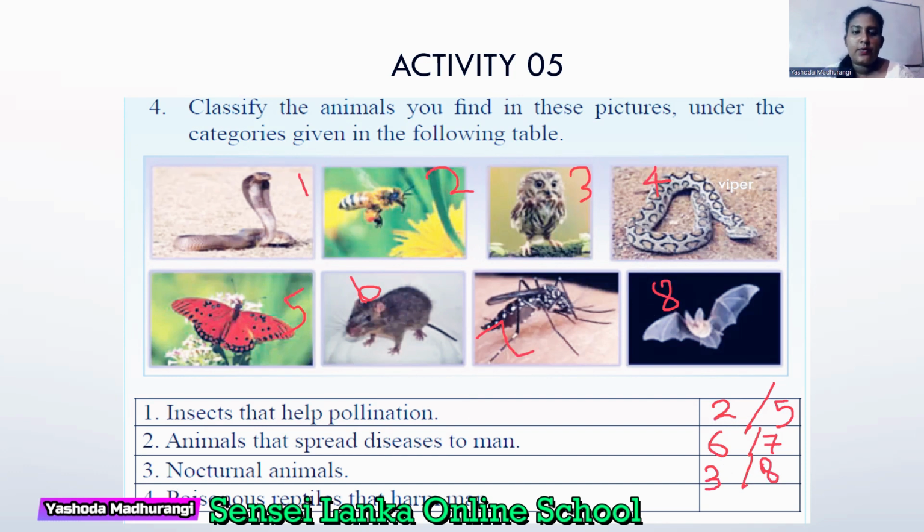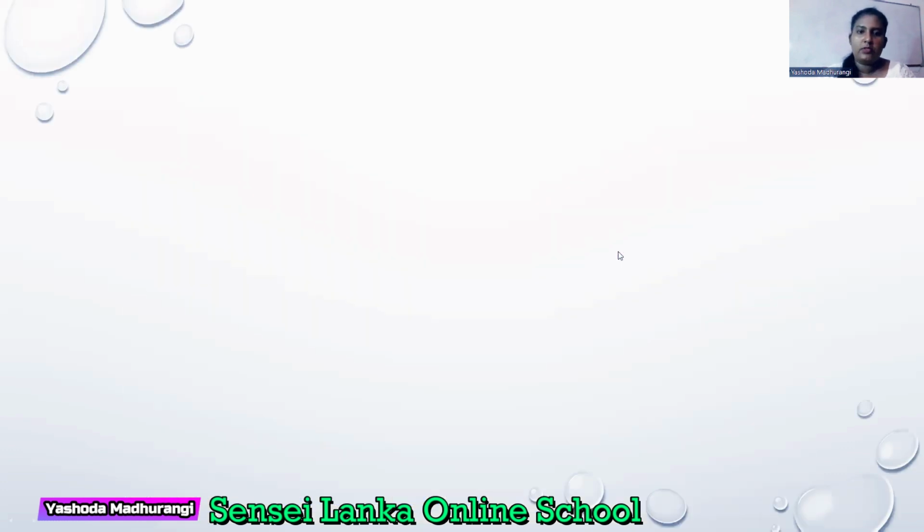Number 4, poisonous reptiles. Who are the reptiles? These are the reptiles. Look at the shape of them. They don't have legs. They are reptiles. Number 1 and number 4, they are poisonous, very dangerous. If they bite people, very difficult to cure. So learn about these animals too. And then remember their names, remember their features. That is enough about it.